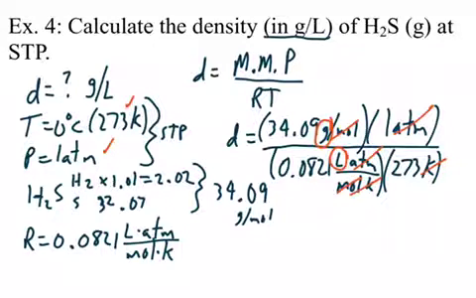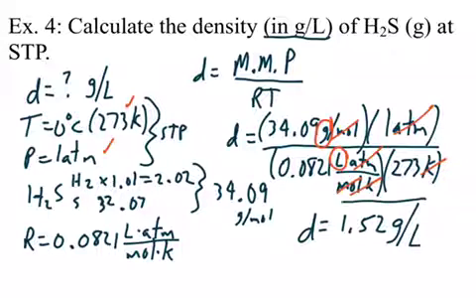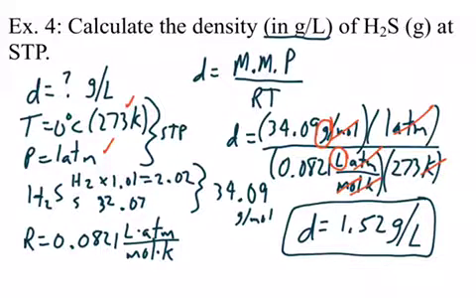Since we don't really have any significant digits here, I usually tell my students to use 3. So when you do the math and solve for density, and I round this to 3 significant digits, you get 1.52 grams per liter as the density of this gas at STP. Okay? All right, we've got one more.